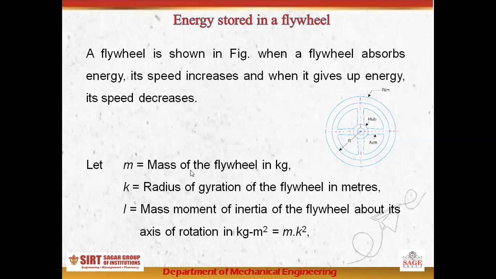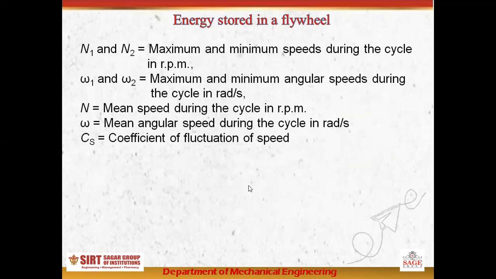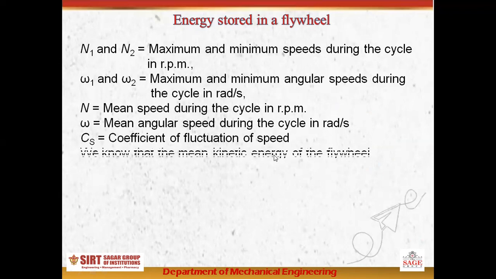Let m be the mass of the flywheel, k the radius of gyration of the flywheel, and I the moment of inertia of the flywheel about its axis of rotation in kg m², that is equal to mk². And the other terms we have already discussed: N1 and N2 are the maximum and minimum speeds, omega 1 and omega 2 the maximum and minimum angular speeds, omega the mean angular speed, and Cs is the coefficient of fluctuation of speed.